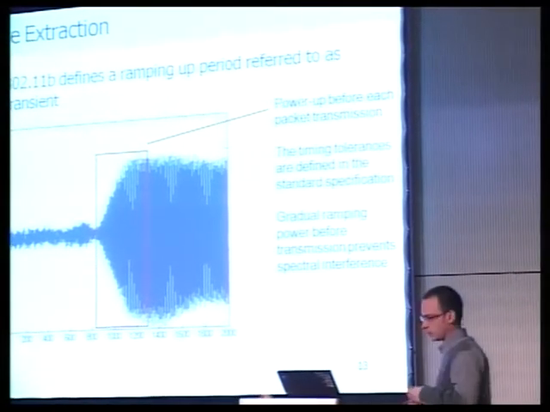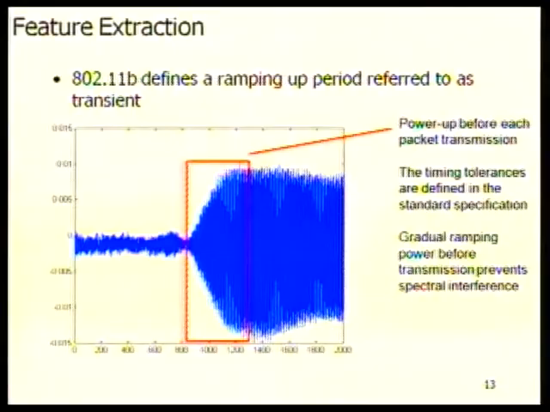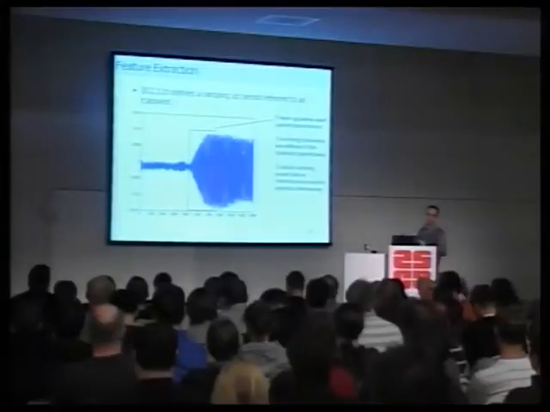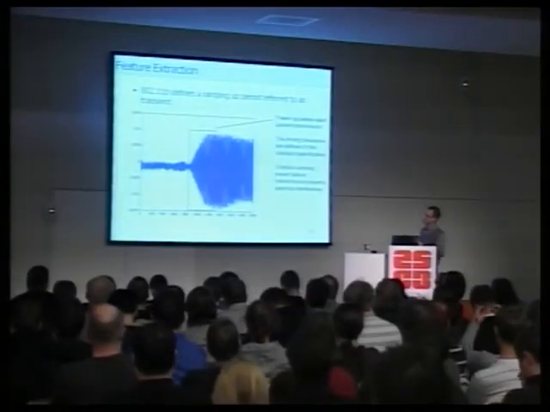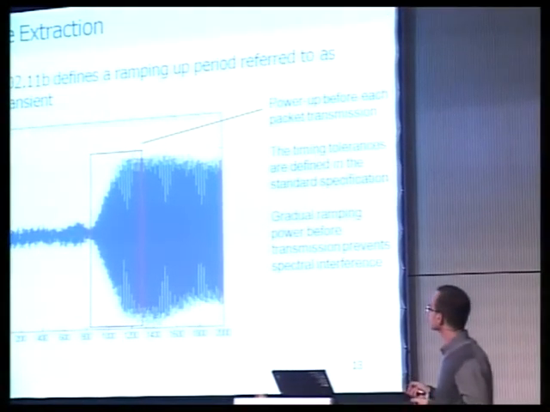So what did you use for this? The 802.11b protocol defines a ramping up period before transmission starts. Here we have the noise level. Then the signal gradually ramps up; the specification defines a time for ramping up the signal to full power. And then the second part is the actual transmission. This shape of the physical layer, you see it on each packet transmission in an 802.11 device.